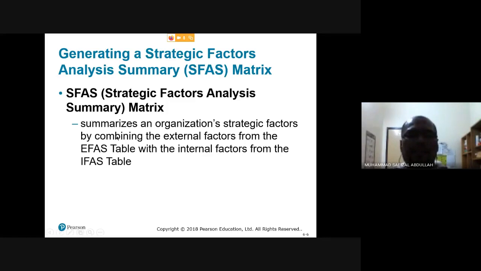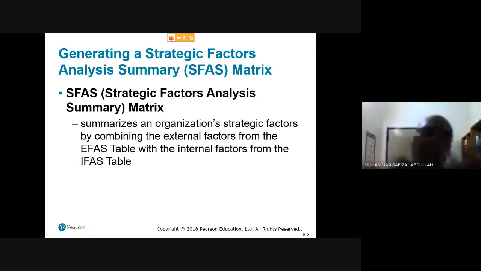The SFAS matrix summarizes an organization's strategic factors by combining, this is the word, by combining the external factors from the EFAS table with the internal factors from the IFAS table. Alright? So it says here, the SFAS matrix summarizes the organization's strategic factors by combining the external factors from the EFAS table with the internal factors from the IFAS table.